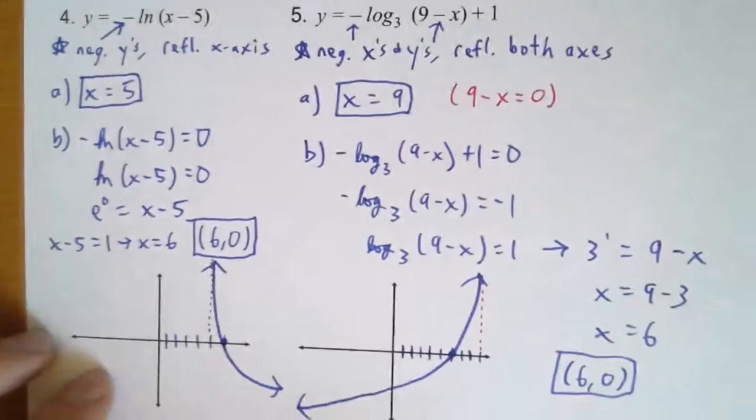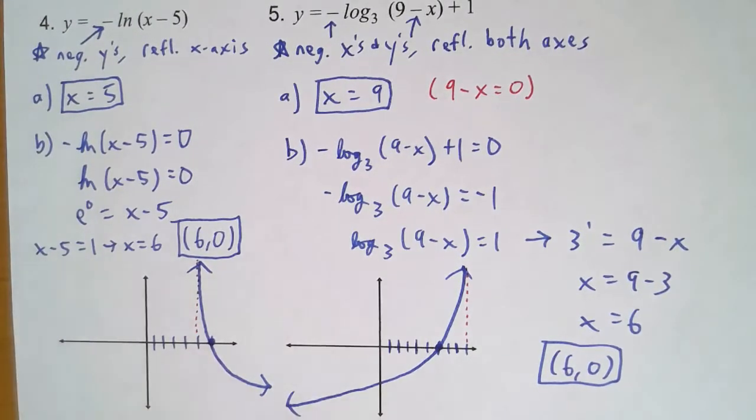Okay. And then for number 5, we reflected it both ways. We changed both the x and the y between negative and positive. We reflected across both the x and the y axes. And so the shape gets all flip-flopped around. And it looks like what you see right there.